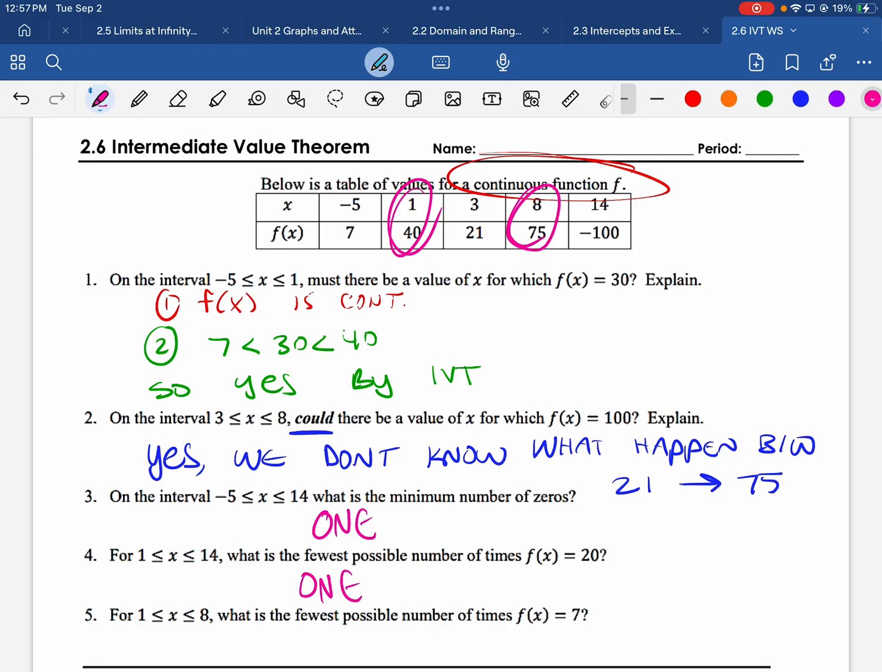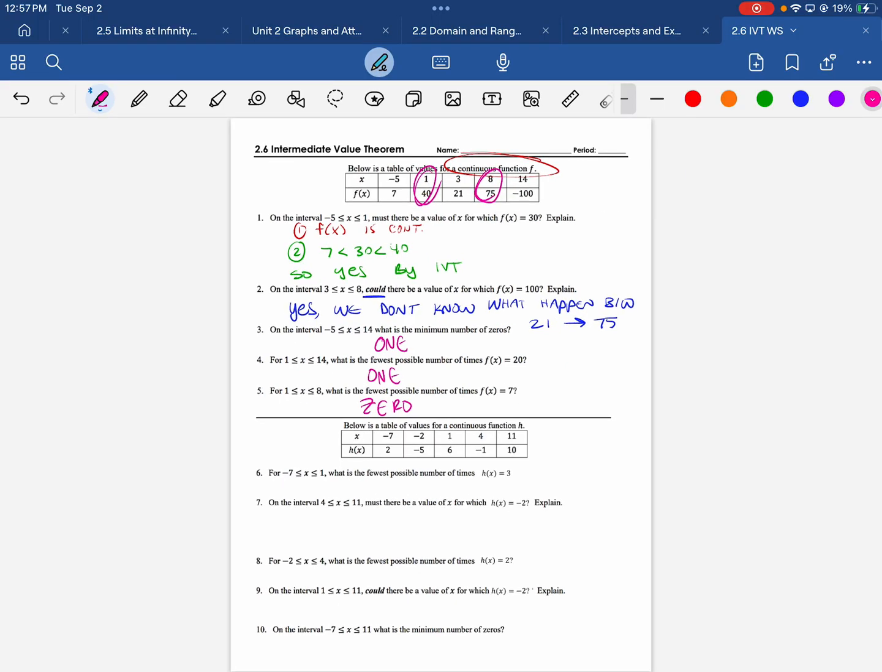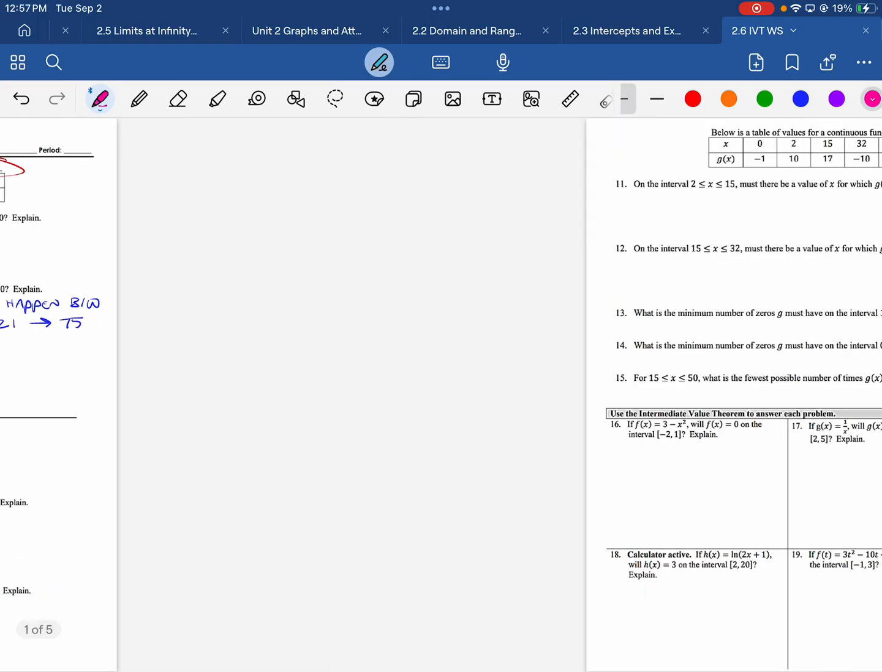And then the last one here is from 1 to 8. What's the fewest number of times you'll hit 7? 0. You don't have to hit it any times. Wait, so what the answer is 2? No, it was 1. It was 1. 1, 1, 0. All right, does that make sense? Okay.